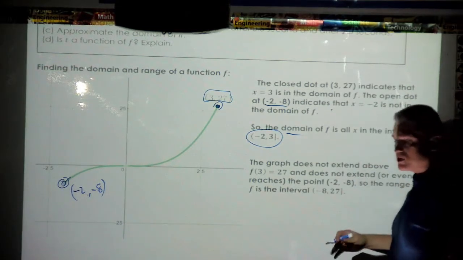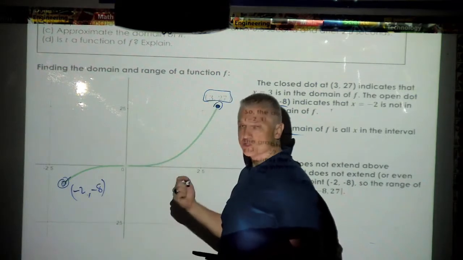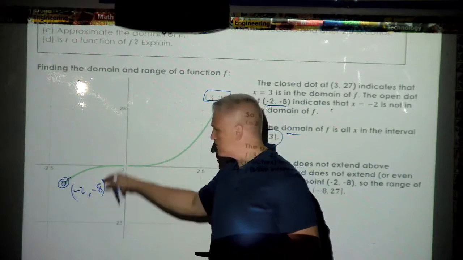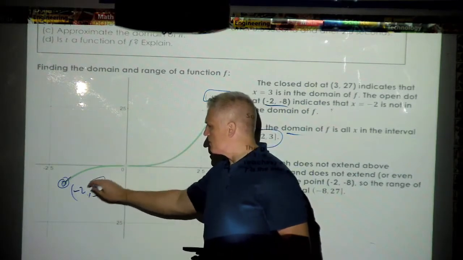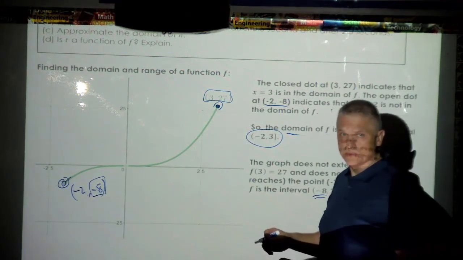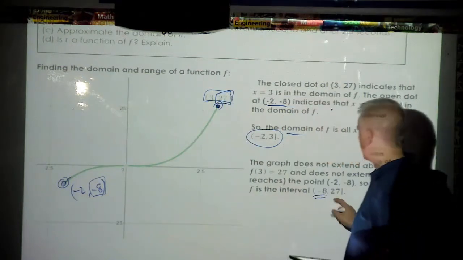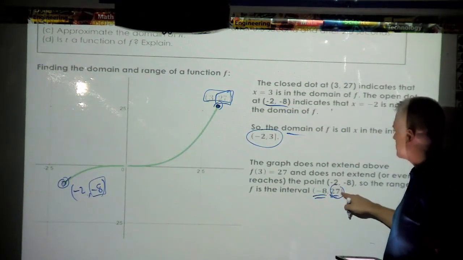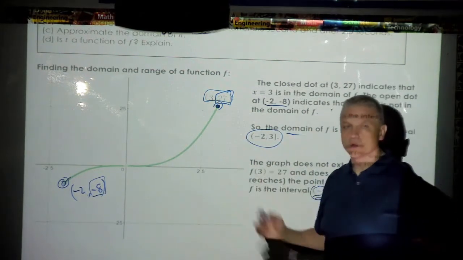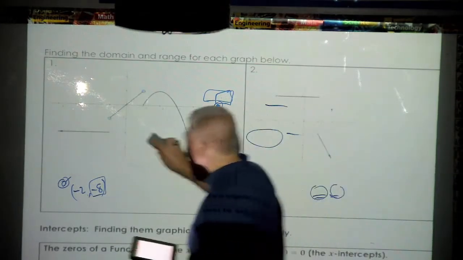And then the range we have said is the y values. Y values low to high. What's the lowest point that we have? The lowest point is at -2, -8. That's how far down it goes. So we're talking about the y values. So -8 is the lowest y value. Meanwhile, the highest y value is right here at 27. And once again, the point with the 27 has a bracket, and the point with the -8 has a parenthesis because of the open circle versus the closed circle. Okay, I'm not going to dwell on that one anymore. Let's continue to the next little section here.